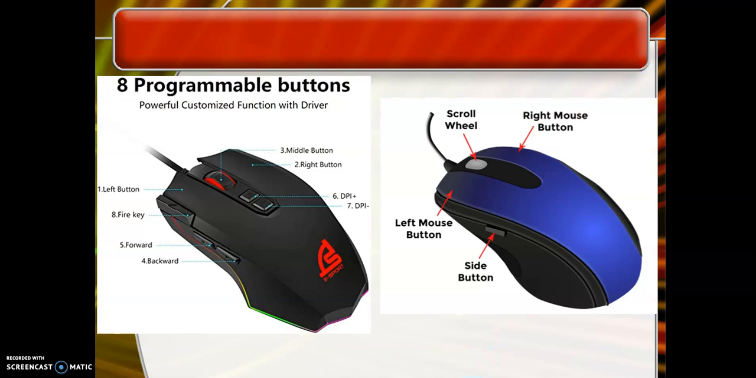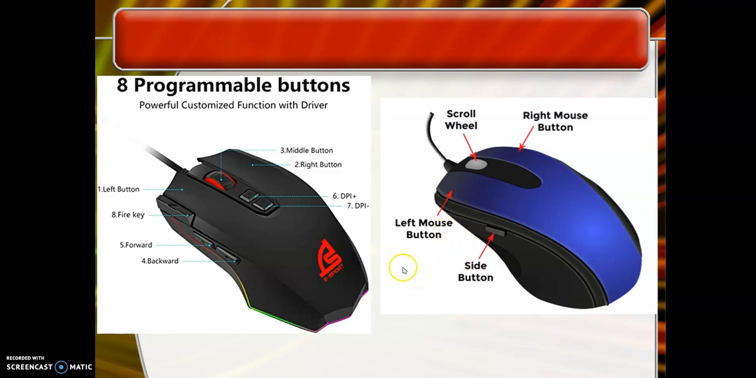In this slide, on the right side, you can see that this is a rather simple mouse. There is a right button over here, a scroll wheel, the left mouse button, and a side button. This little arrow is the mouse pointer which I am moving now.